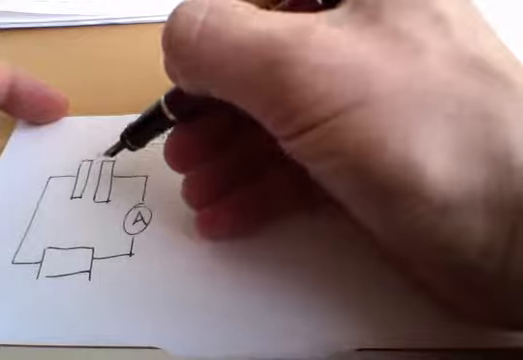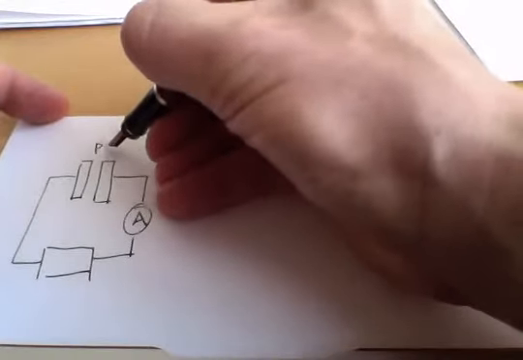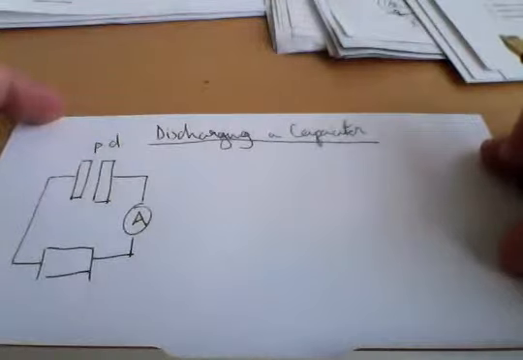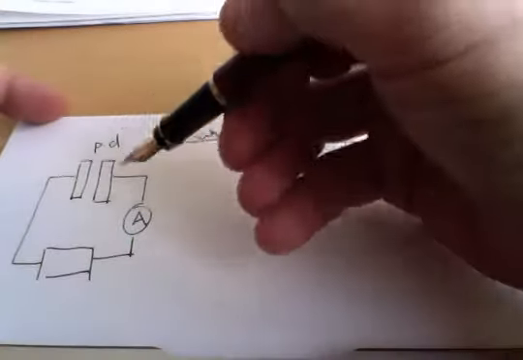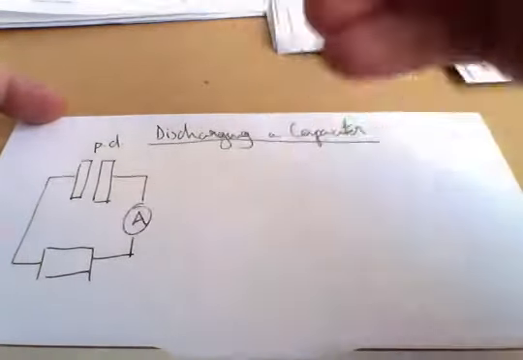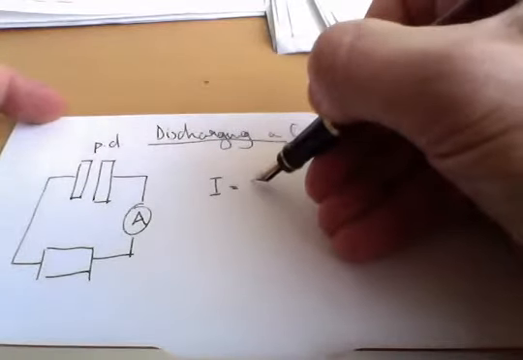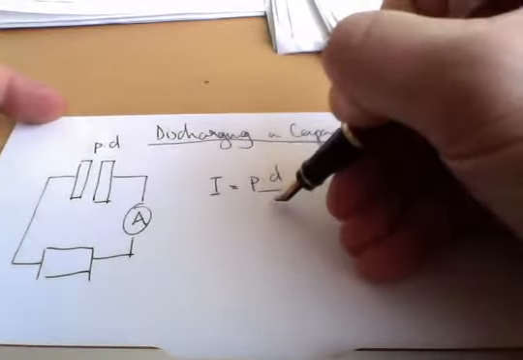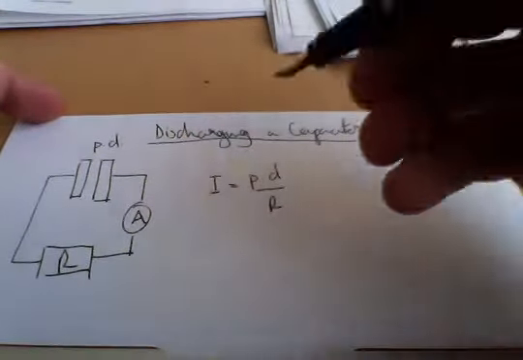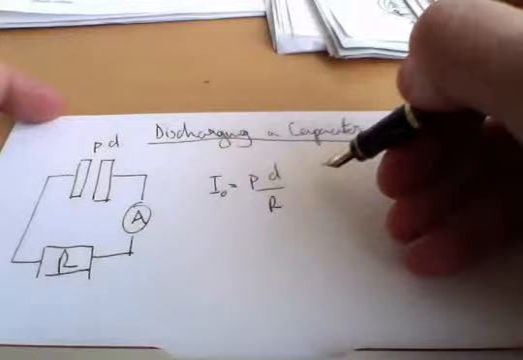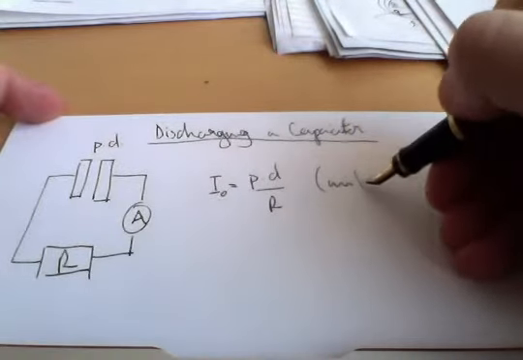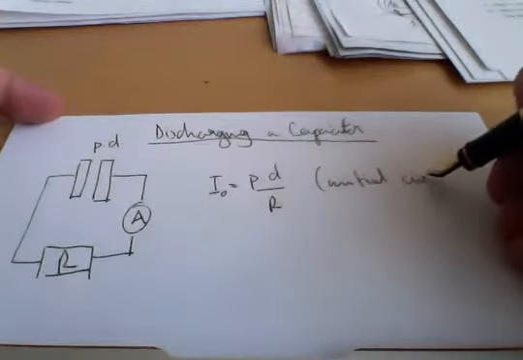Obviously it has been charged previously, and across this capacitor there is a certain potential difference that's been achieved. When we initially connect the resistor, what we definitely understand to start with is that the current is going to be the potential difference divided by the resistance of the resistor. I'm going to call that I0, because that is the initial current.